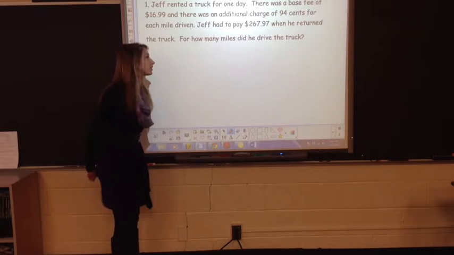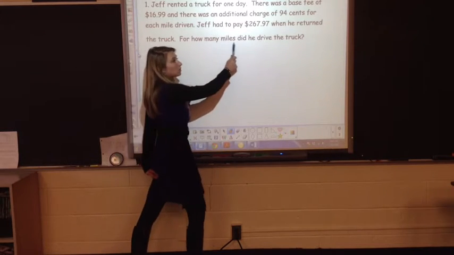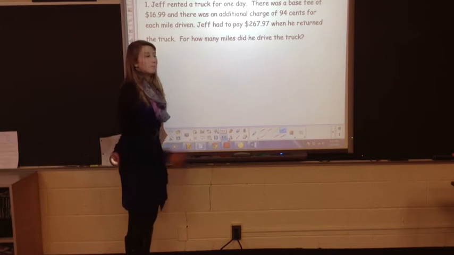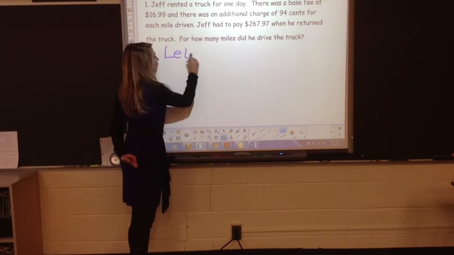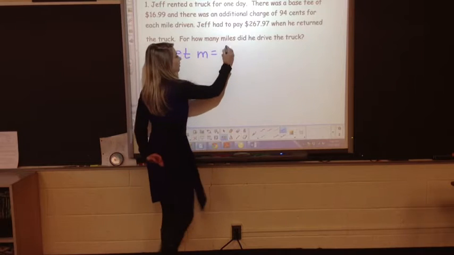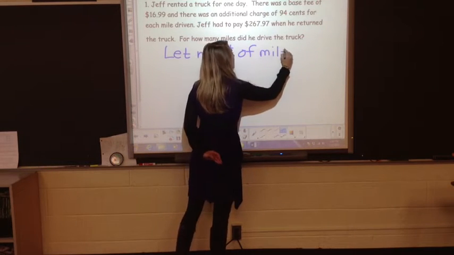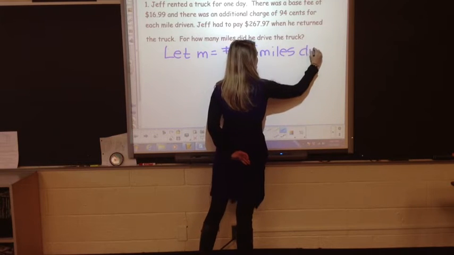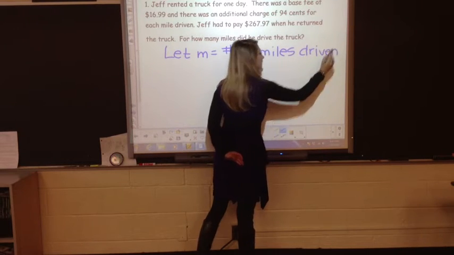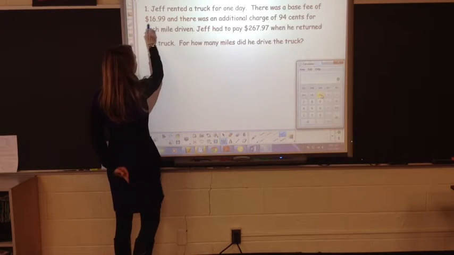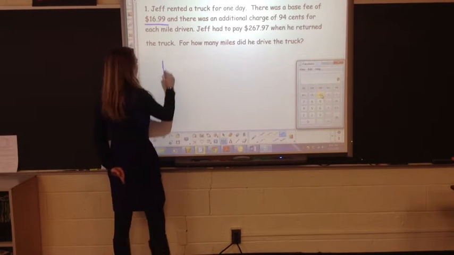Our first question here is, for how many miles did he drive the truck? We need to define a variable. We will let M represent the number of miles that Jeff drives in the equation below. Jeff had a base fee of $16.99.